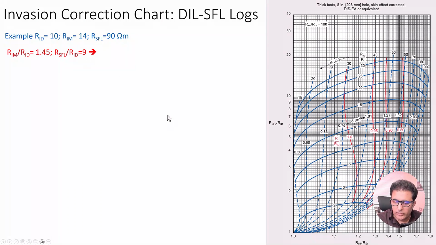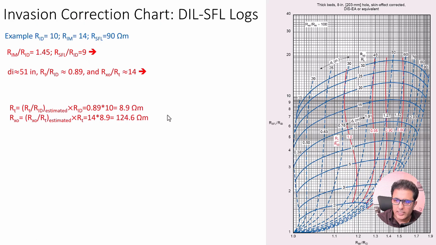And then what you do next, find the intersection here. The intersection falls here. From the intersection, the first thing that I read here is the diameter of invasion zone. The intersection falls between the curves corresponding to 50-inch and 60-inch diameter. If I do some interpolation, I can say that the diameter of invasion zone should be about 51 inches.